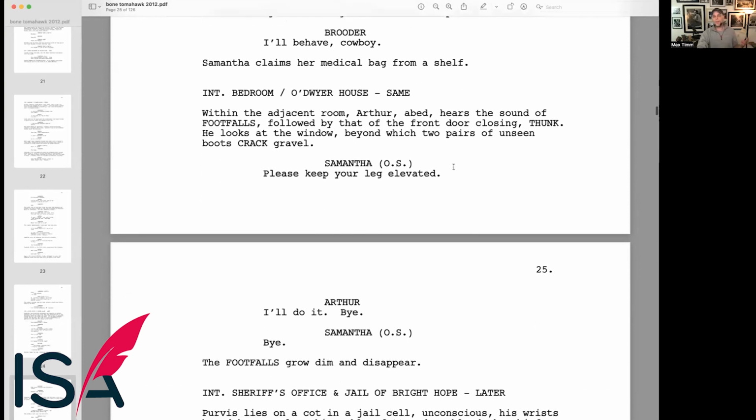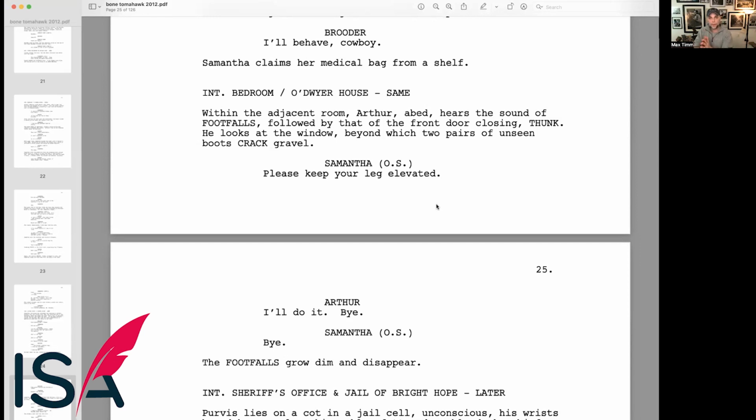OS technically just means off screen, but the person is in the scene. This is not a narrator. This is not somebody speaking down from God or something. The person is technically in the scene. They're just off screen. That's the difference between OS and voiceover. Voiceover, the person is not actually in the scene. They're talking over us. There's a very specific difference.